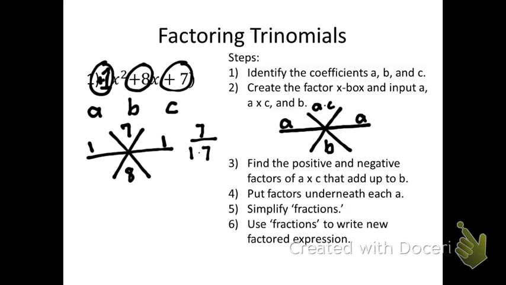So 1 times 7. This one only has one pair, but you could have multiple factors. Then you add each one together. This is positive 1 times positive 7, which is going to be 8. Okay, positive 1 plus positive 7 is 8.